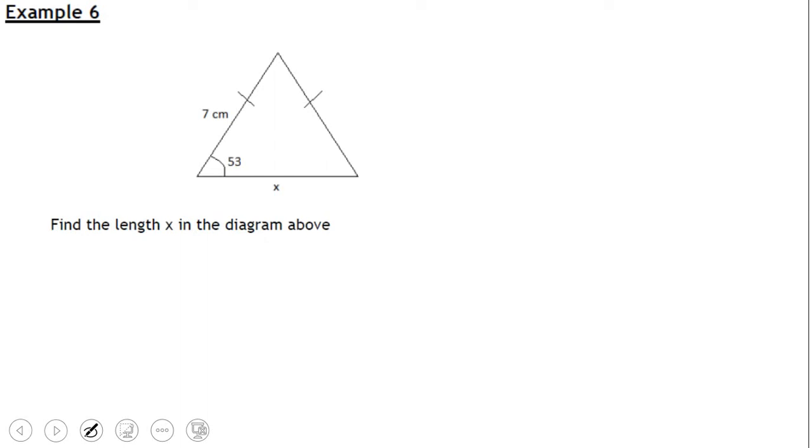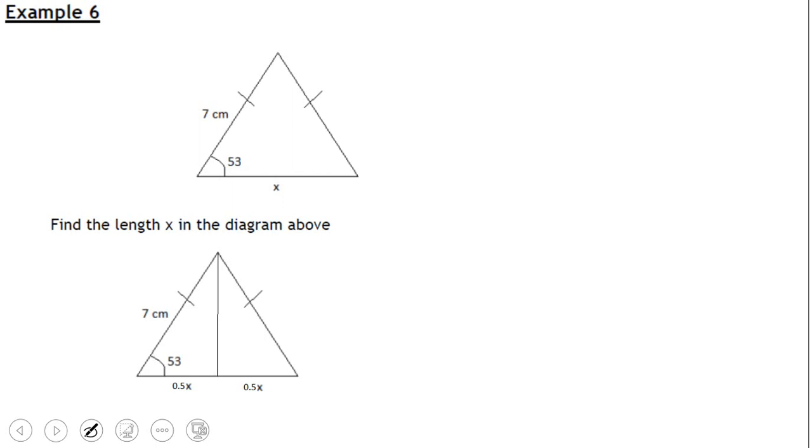Final example, example 6. We have an isosceles triangle represented by the two short lines on the two high sides. So those two sides are equal, of 7 centimeters, and we want to find the length x in the diagram above. Now it would appear that there isn't a right angle triangle in this problem, but if we redraw that diagram, splitting it into half, we can get two right angle triangles, both the same but flipped, and we've halved the side at the bottom, so x becomes two lots of a half x.